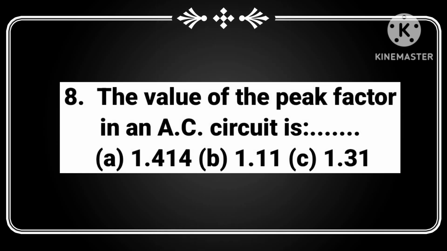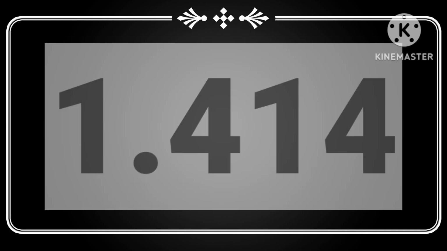The value of the peak factor in an AC circuit is dash. Options: 1.414, 1.11, 1.31, and the correct answer is 1.414.